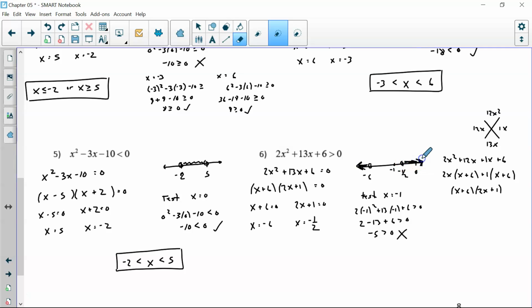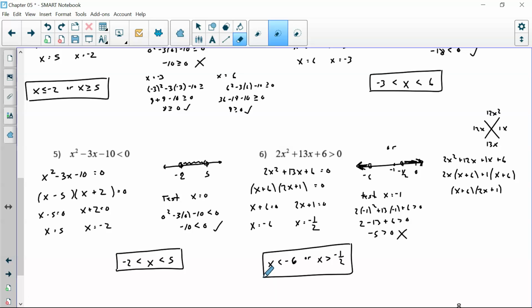Our graph would look like this. So our solution would be an or inequality. So just look at the left-hand side. X is less than negative 6. And for the right-hand side, x is greater than negative 1 half. And to finish it up, just put an or in between. And there's all of our solutions for that inequality.